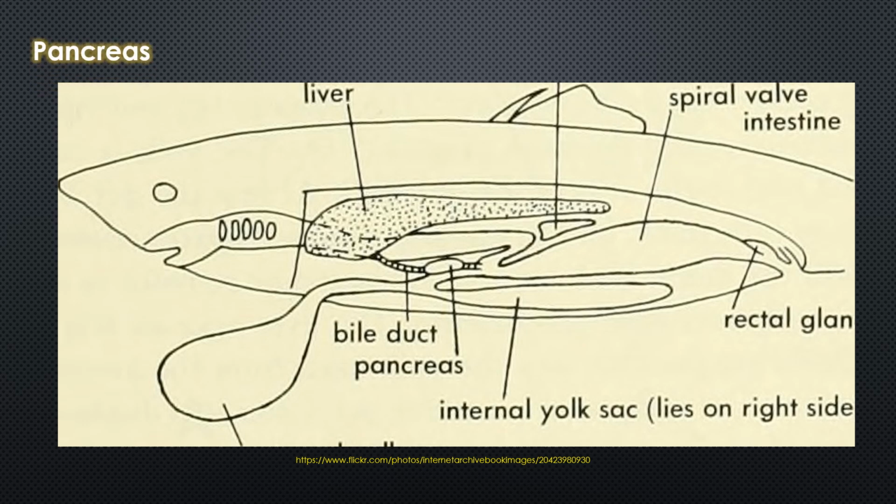The pancreas is a compact bilobed gland situated in the angle between the cardiac and pyloric stomach. It comprises a longer dorsal lobe running parallel to the posterior part of the cardiac stomach and a smaller ventral lobe lying closely applied to the pyloric stomach. The pancreatic duct opens into the intestine just opposite to the opening of the bile duct.